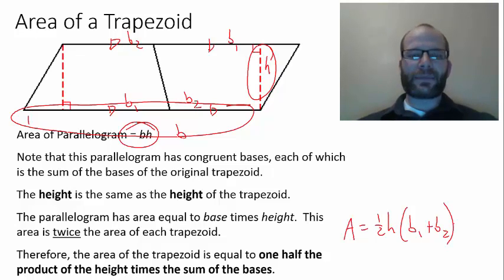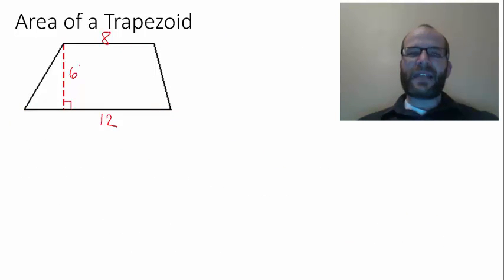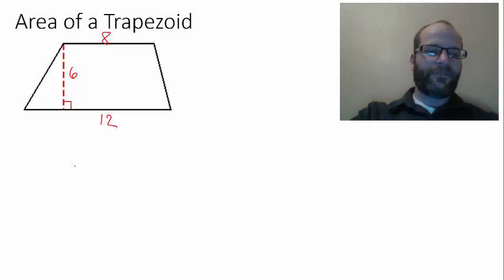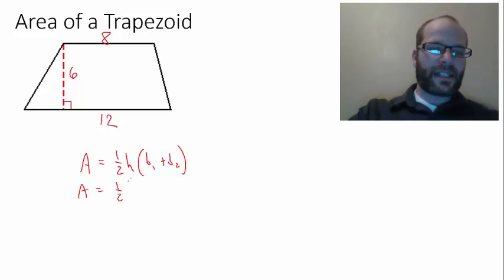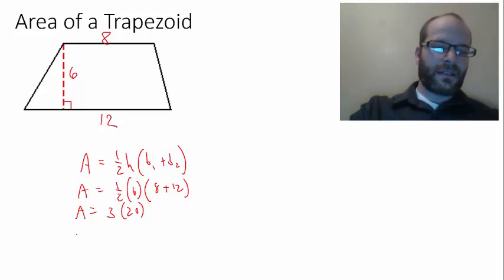Let's look at one quick example. Suppose we have this trapezoid. It has bases 8 and 12 units and height 6 units. Find its area. We know area is equal to 1/2 height times the sum of the bases. So we know that area is equal to 1/2 times 6 times 8 plus 12. Therefore, area is equal to 3 times 20. Area is equal to 60 square units.